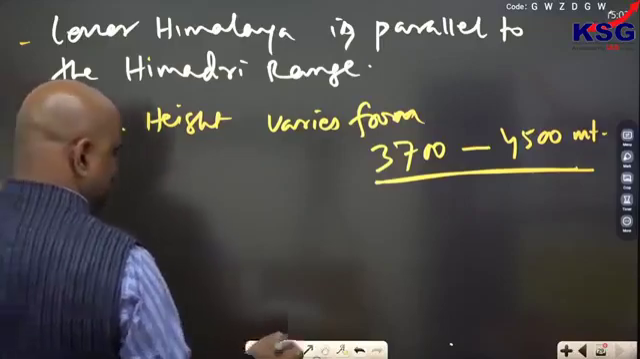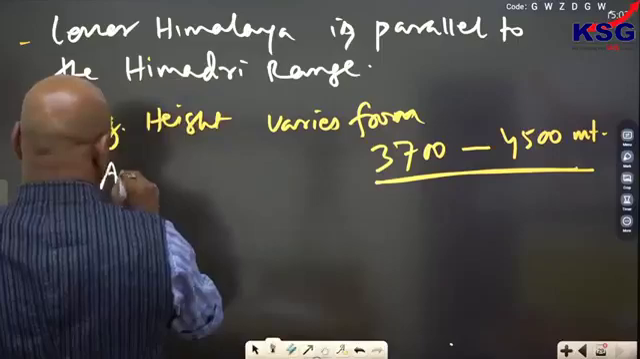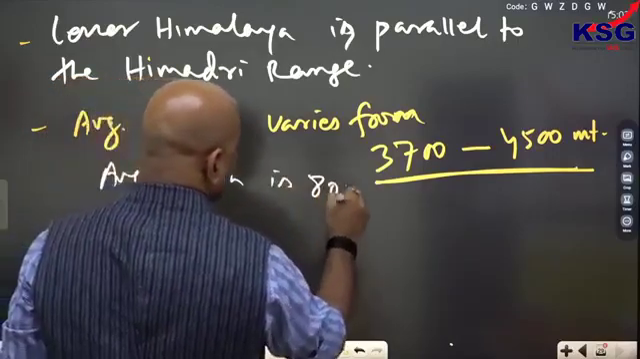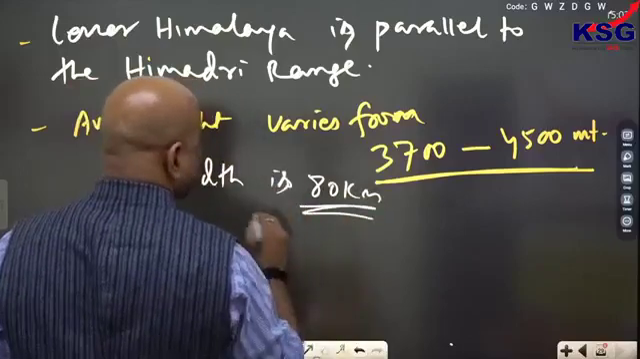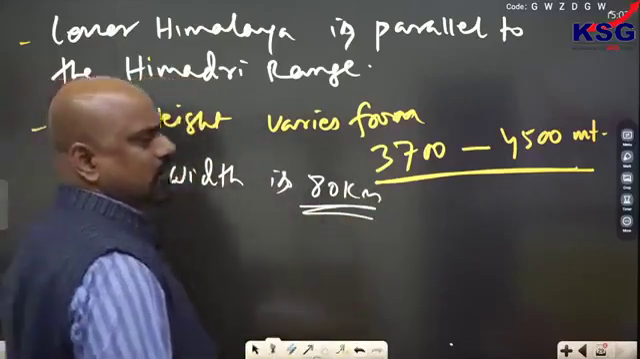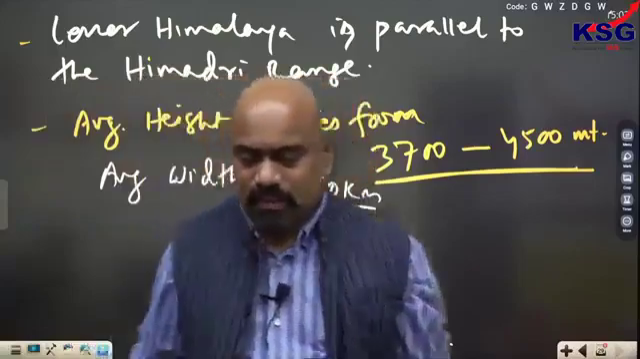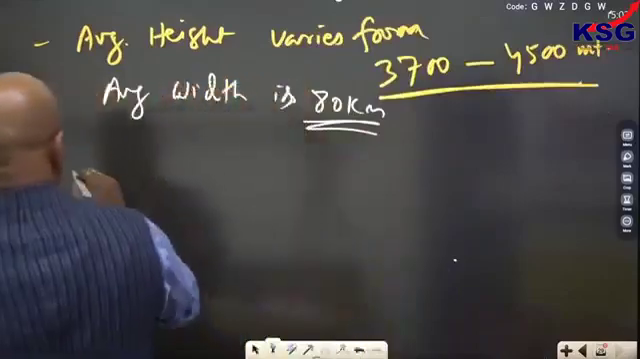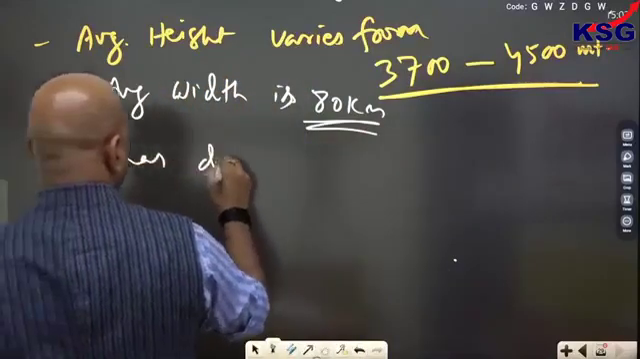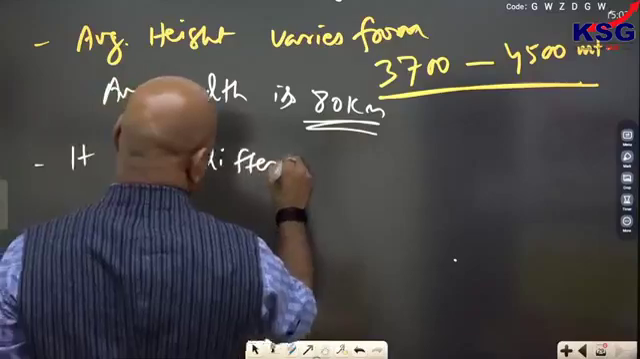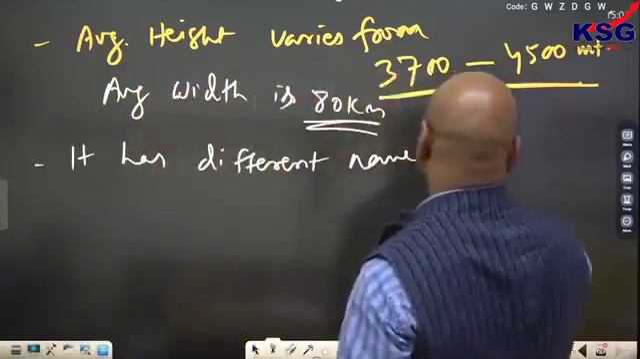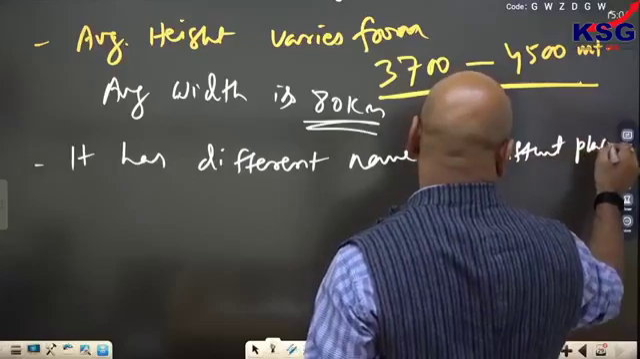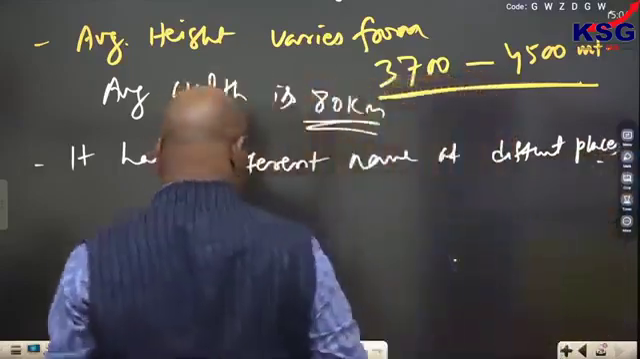Average width also. Average width कितना है? Average width is 80 kilometer. मतलब broad है ये. It is broad. It has different ranges. It has different name at different places.